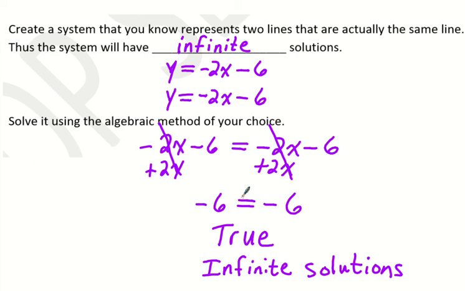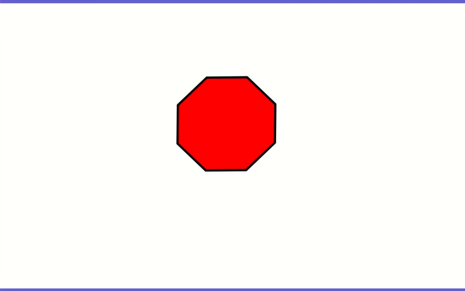This is not a new concept to you. We've done equations where you end up with a true statement or a false statement. You probably just didn't know that this could happen with the substitution method or the elimination method when solving systems.